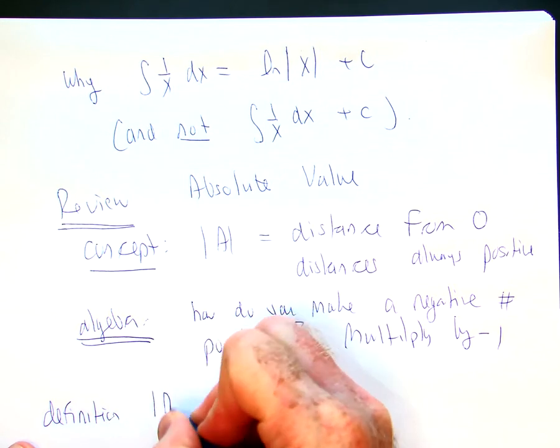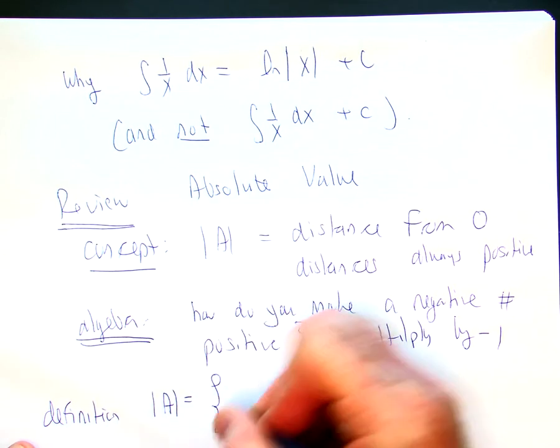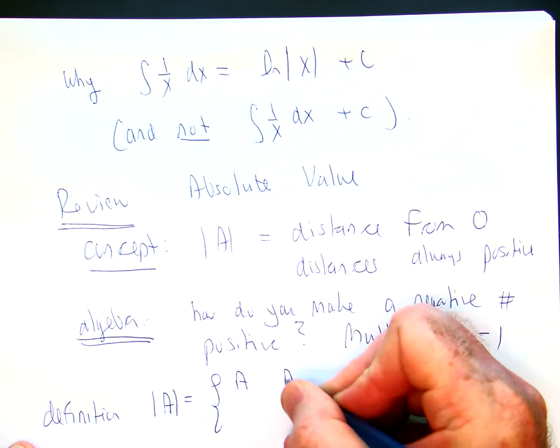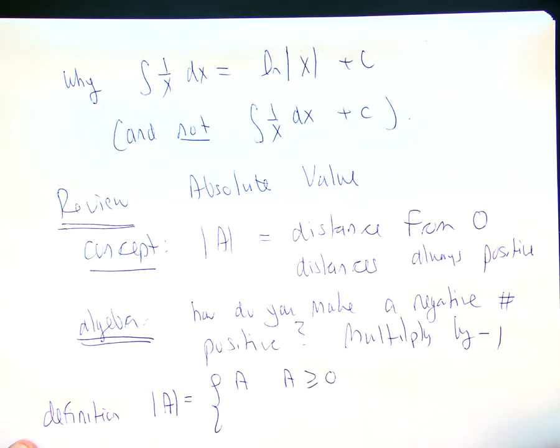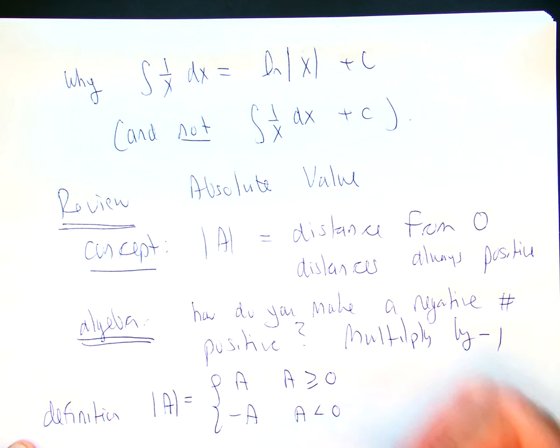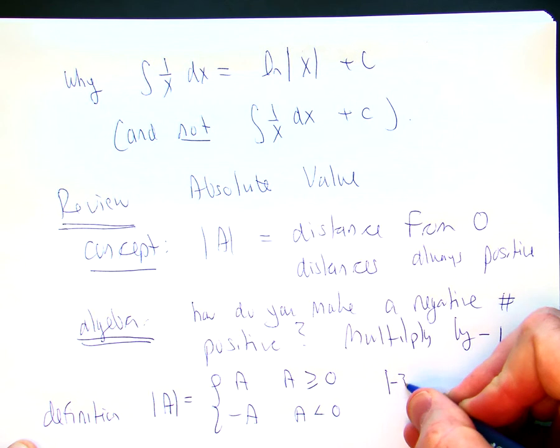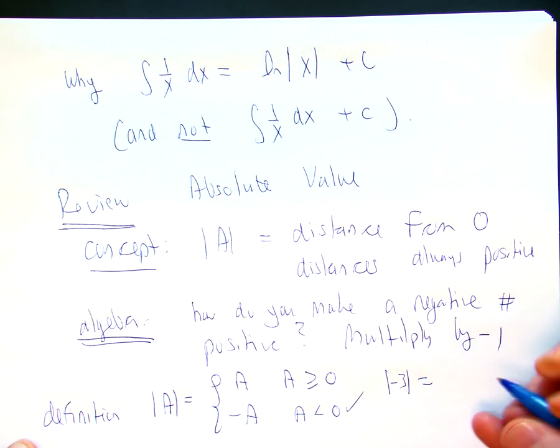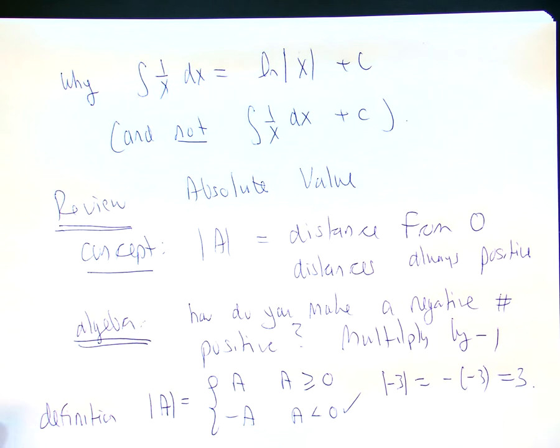The absolute value of a number is equal to a, if it's already positive. You don't do anything. And minus a, if it's negative. And the reason for that is if you have something negative, you multiply it by -1 to make it positive. So the absolute value of -3, we'd use that case, is equal to -(-3), which is 3. Okay, so that gives us that.